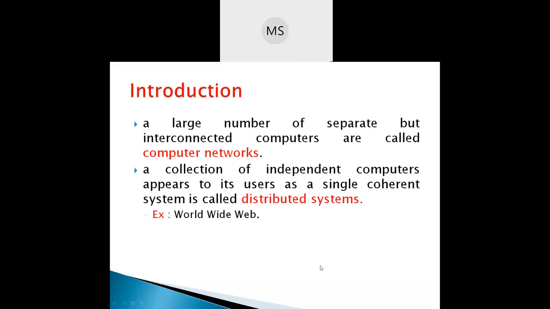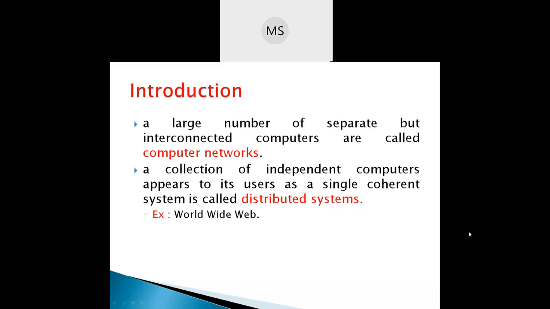The main intention of connecting the computers is to share information and for the sake of communication. In the same way, a collection of independent computers that appears to be a single coherent system is called a distributed system. So a large number of separate interconnected computers is called a computer network, whereas a distributed system is a collection of independent computers that appears to be a single coherent system.